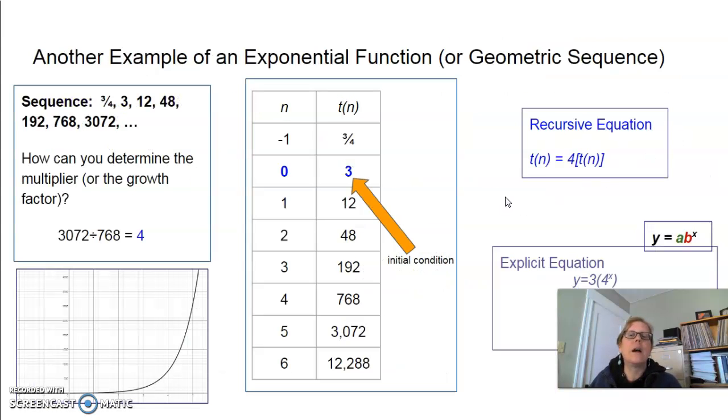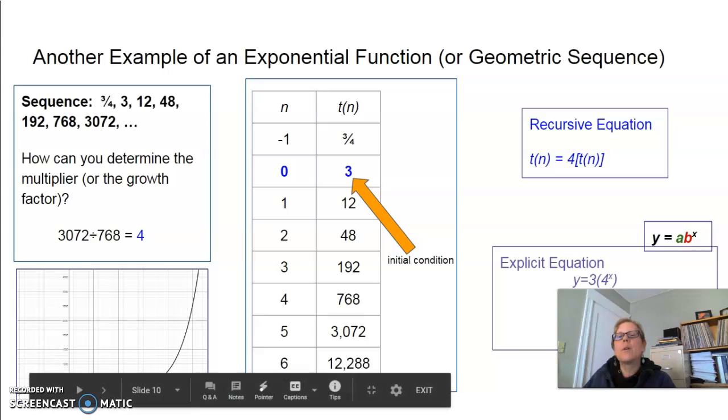All right, let's take a look at another one. All right, so I've made some things a little bit more clear here. First of all, I want you to look at this. All right, the initial condition here is 3. I have to ask a little question here. How can you determine the multiplier? It's not quite as obvious in this case, but yeah, here's how you do it. You take one term and you divide it by the term before it. In this case, it's 4. Of course, you know, it might have been easier to look at like the 12 and the 3.